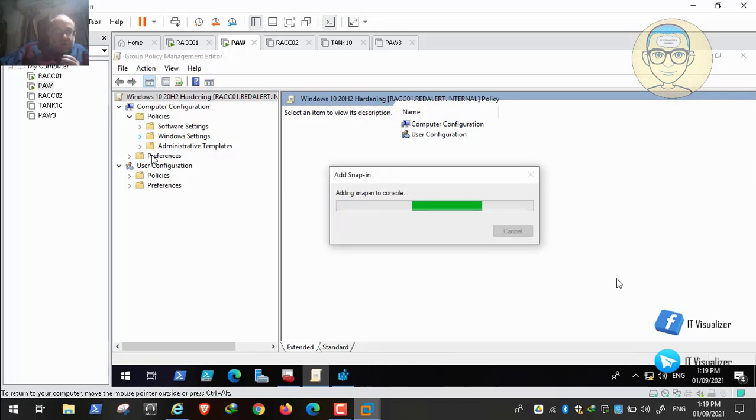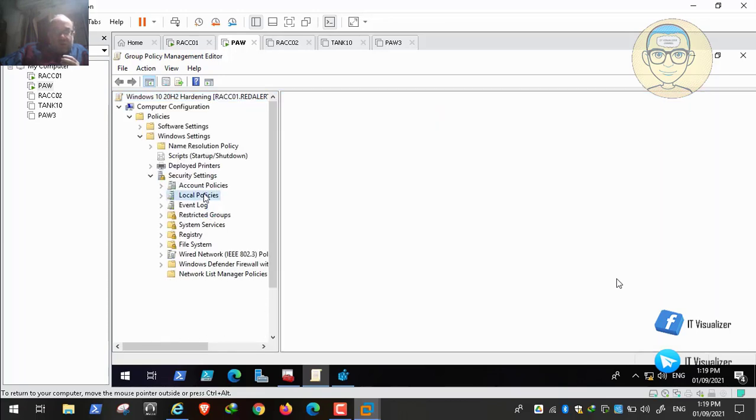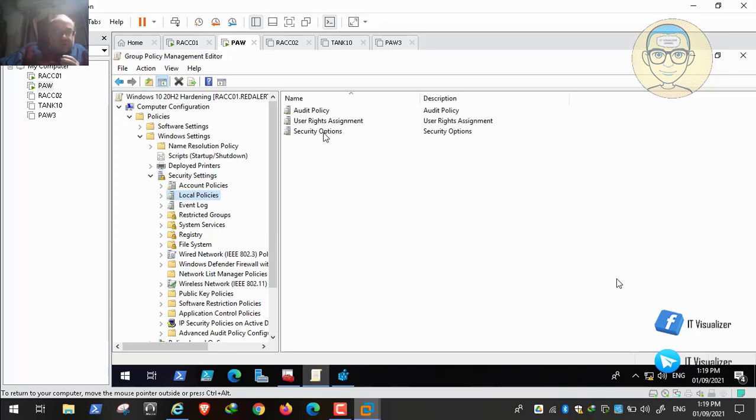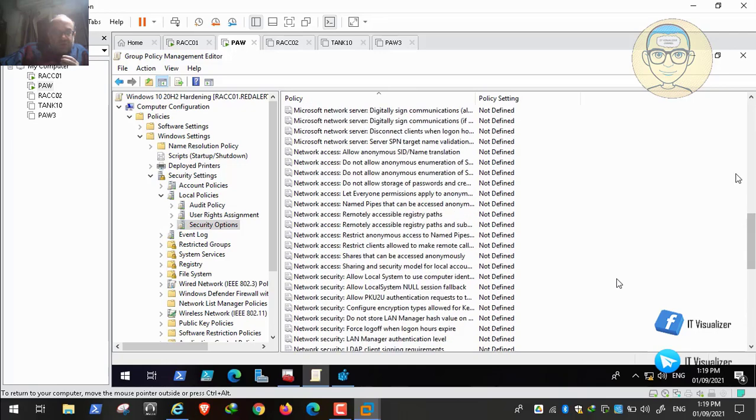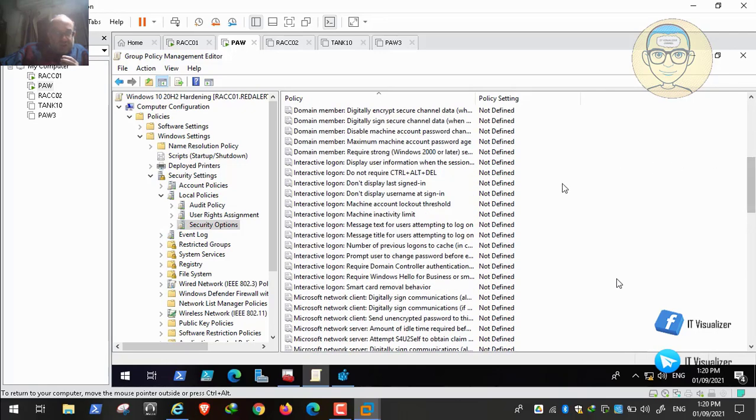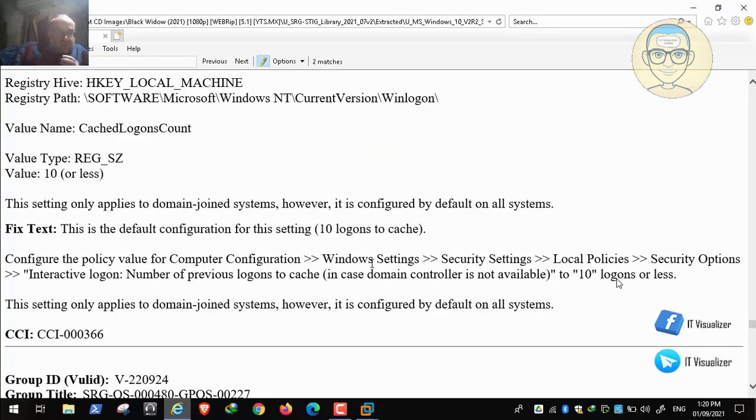I think we go to security settings, and then go to local policies, and then security options, and then interactive logon, or interactive access, I think. Interactive logon, yes. And then we need the number of previous logons to cache. In case the domain controller is unavailable, here we need to make it 10 logons. Okay, so it was not activated, so we need to activate this option.